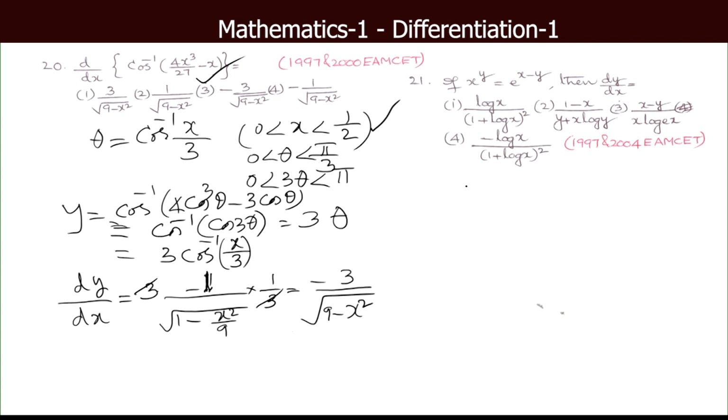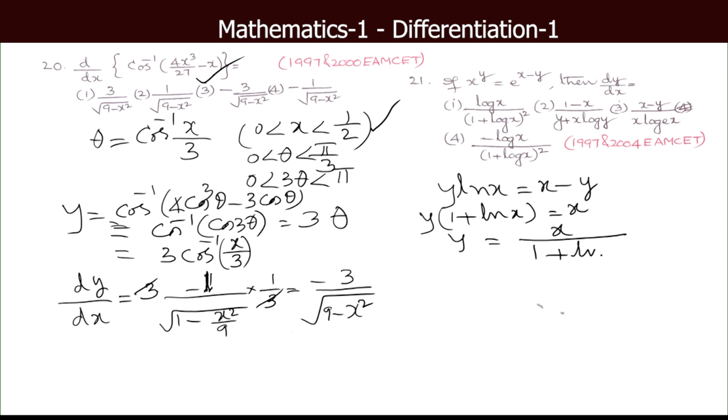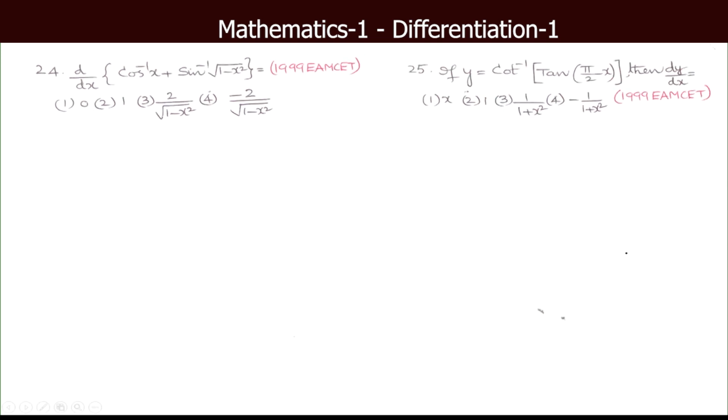Now take logarithms both sides. Y ln x equal to x minus y. Well, that is the expression you get. Transfer y to the other side, y into 1 plus ln x equal to x. So y equal to x by 1 plus ln x. It's not always possible to express y in terms of x explicitly, as in the case of this example. But here this is a convenient way for finding the derivative dy dx. Let us examine the case when y cannot be explicitly expressed in terms of x, how to deal with implicit differentiation.